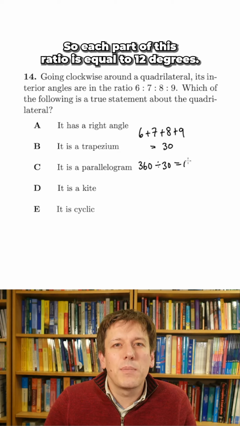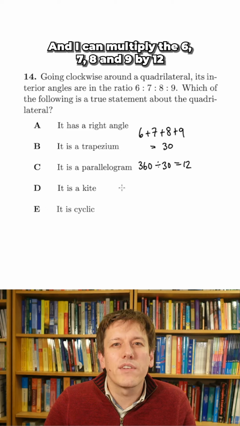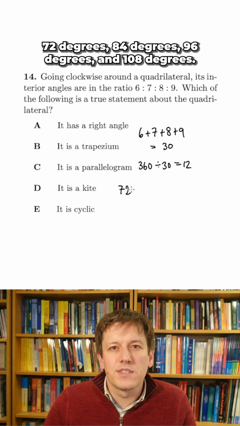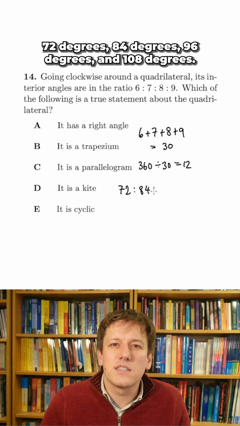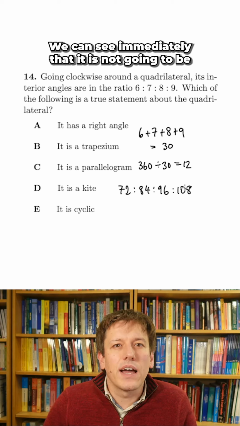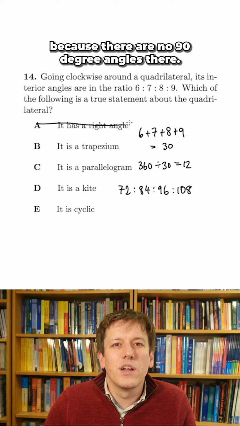So each part of this ratio is equal to 12 degrees, and I can multiply the 6, 7, 8, and 9 by 12 to get the number of degrees of each of the angles: 72 degrees, 84 degrees, 96 degrees, and 108 degrees. We can see immediately that it is not going to be right angles because there are no 90-degree angles there.